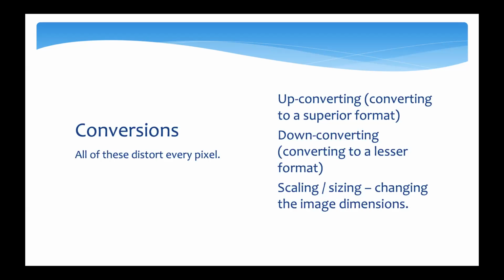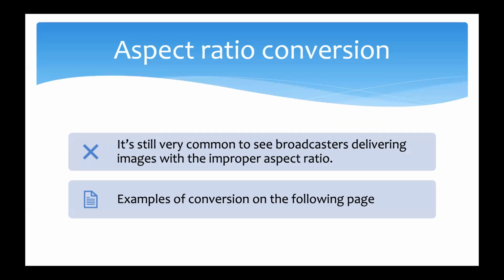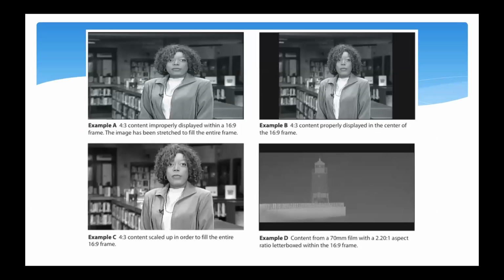So the point of that is you don't want to down convert or up convert until the very end if possible, and do it the fewest number of times. Right? The more you do it, the more you damage the data. All right. You're still going to see bad aspect ratios. Here's an example of bad aspect conversion.